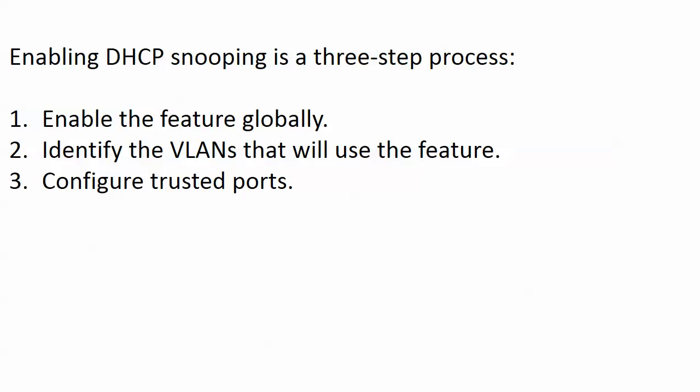Enabling this feature is a three-step process. You're going to enable it globally. Then you have to identify the VLANs that will use this feature, because even while we are configuring ports, it's actually going to be performing the snooping on a per VLAN basis. And then finally you configure the trusted ports. That's all there is to it. Testing is an excellent idea with this.